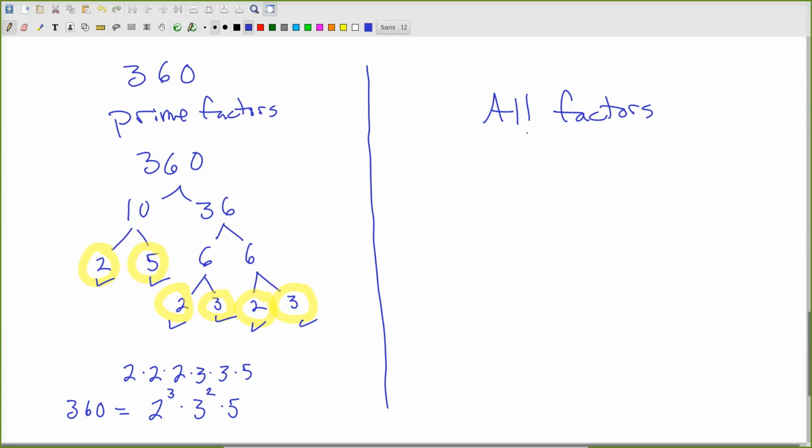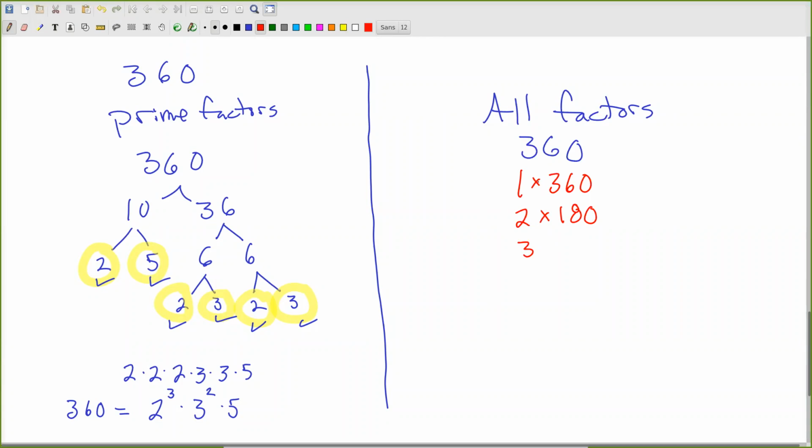All factors is where we think in like rectangles. So what pair of numbers multiply, kind of like length times width, to give me 360? But we always write the smallest one first. At least that's my recommendation. And start with the simplest one, which would just be 1 times 360. And then I try 2, and 2 is going to work because it's even. 2 times 180. And a calculator can be handy here if you need one.